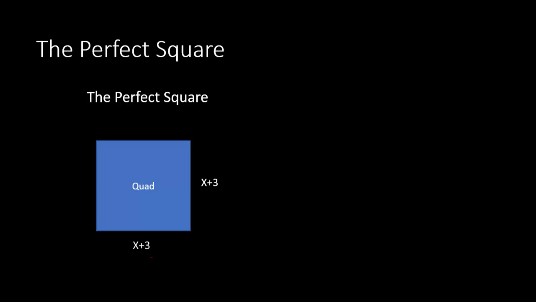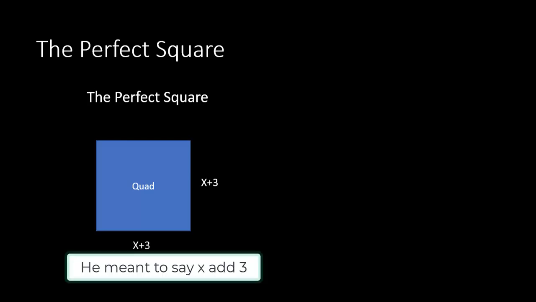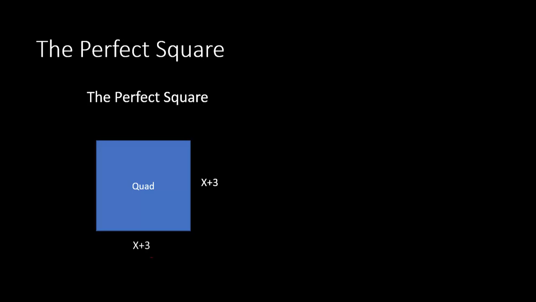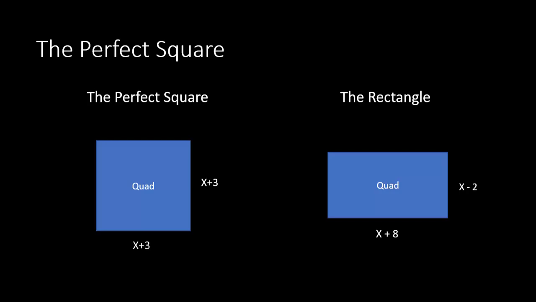A square is a right quadrilateral with four sides of the same length. In this case, the side length is the binomial expression x subtract 3, and the word binomial means two names or two parts. Now, a rectangle is also a right quadrilateral, but with sides of different lengths. In this case, the side lengths are x subtract 2 and x add 8.